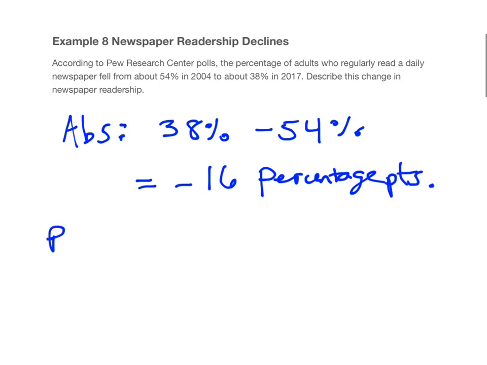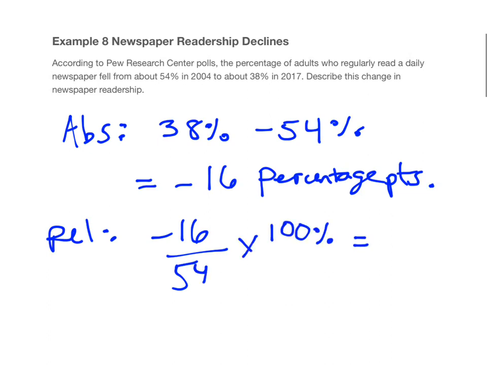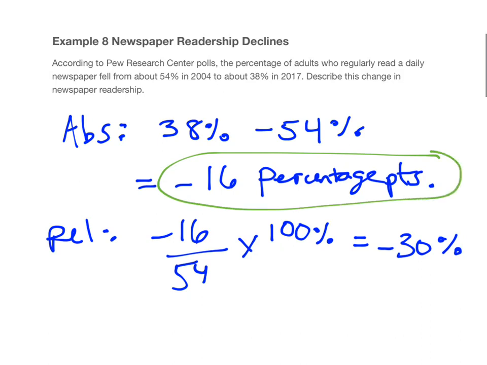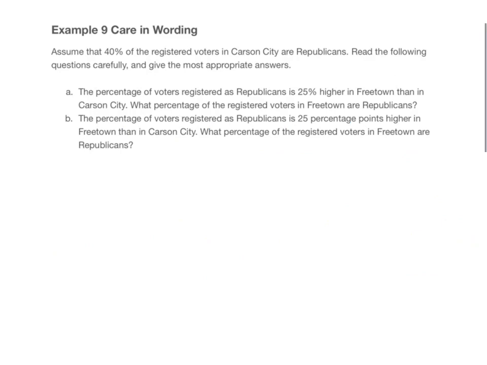All right, and then how about the relative change? So let's compare that absolute change of 16 percentage points back to the reference number, which is 54%. And then we'll multiply by 100%. Right, and that's going to be about negative 30%. Right, so we can say that the percentage dropped by 16 percentage points, or we can say it decreased by 30%.